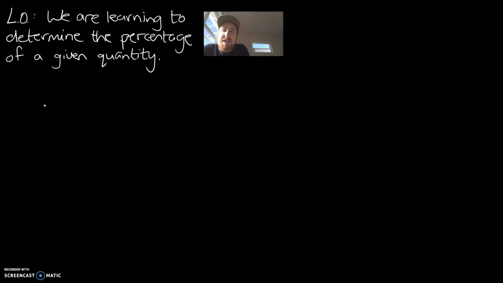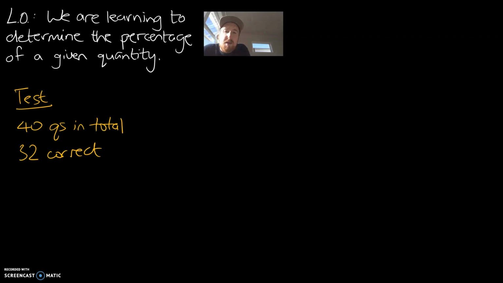So let's say in the recent test, which is a very common example of where percentages come up, there were 40 questions in total. And of those 40 questions, you did really well, and let's say you got 32 of them correct. You would be asked to calculate the percentage of correct questions from that given test.